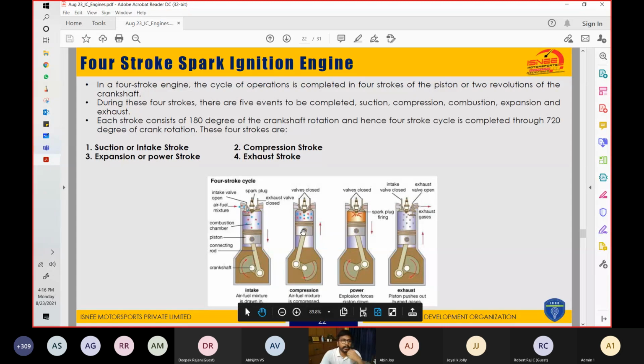So let's just summarize it. What is it? We are talking about a spark ignition engine. A spark ignition engine is one which runs on gasoline or petrol, and a spark plug is used to ignite the fuel. So in a 4-stroke engine, the cycle of operation is completed in 4 strokes of the piston and 2 revolutions of the crankshaft. So these are the 4 strokes that we were talking about, and they correspond to the piston. And in these 4 strokes, the crankshaft, this shaft, rotates 2 revolutions.